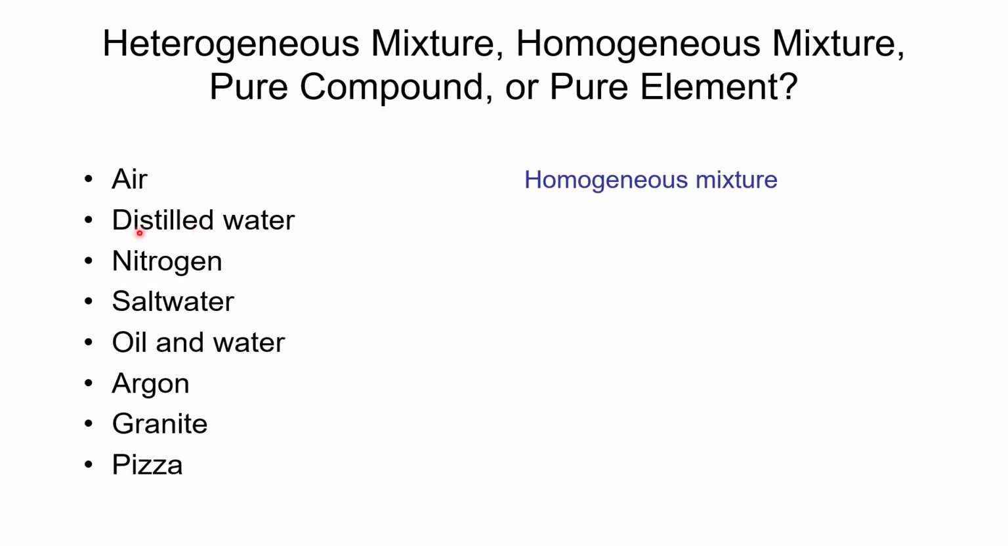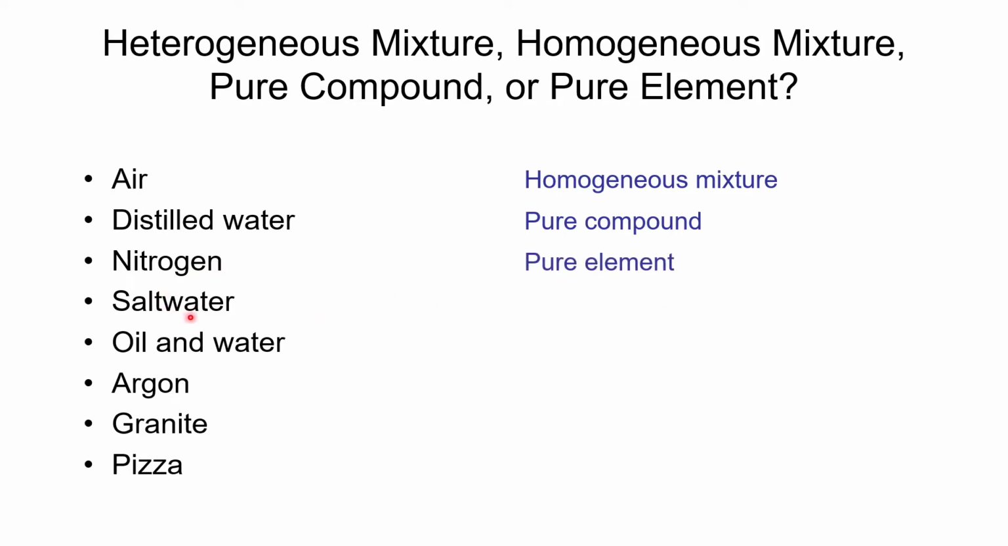All right, distilled water. The distilled is to reinforce that when we distill the water, we should get pure water, and water we know is a compound, so this would be a pure compound. Next, we have nitrogen. If it's one of our listed elements on our periodic table, then we're going to say that it is a pure element. So if we had a pure sample of nitrogen, we would count that as a pure element.